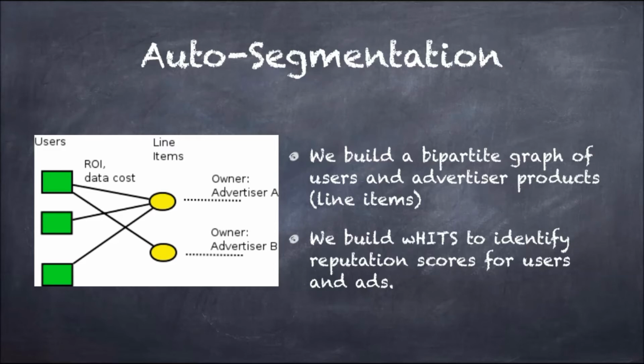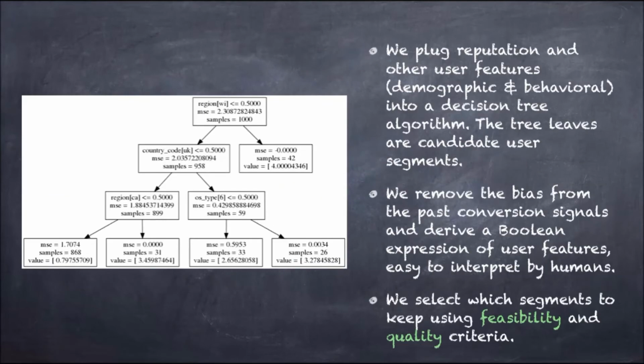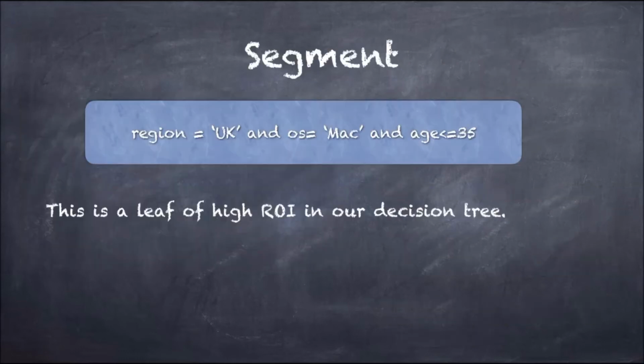Auto-segmentation overcomes these issues by building a bipartite graph of users and advertised products and learning a reputation signal for each of them. Then the reputation signals along with demographic and behavioral data are plugged into a decision tree and the tree leaves produced are the final candidate user segments. With this approach, we remove the bias from the past conversion signals and we derive a Boolean expression of user features easy to interpret by humans.